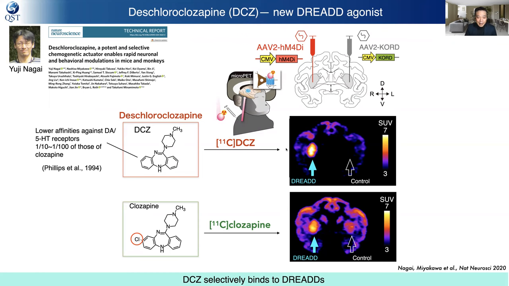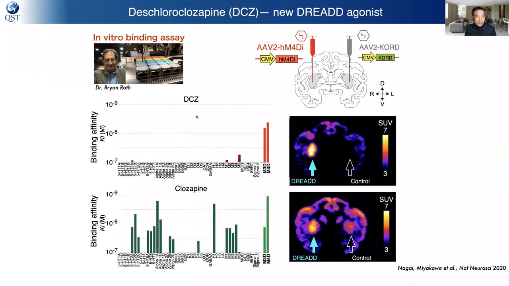Then I contacted Brian Roth and asked him to do the in vitro binding assay, and they showed consistent high selectivity of DCZ for DREADD. The y-axis shows the strength of the binding affinity. DCZ shows high affinity for both excitatory and inhibitory DREADDs, and the binding affinity for any endogenous receptor is very low, at least eight-fold or higher selectivity.